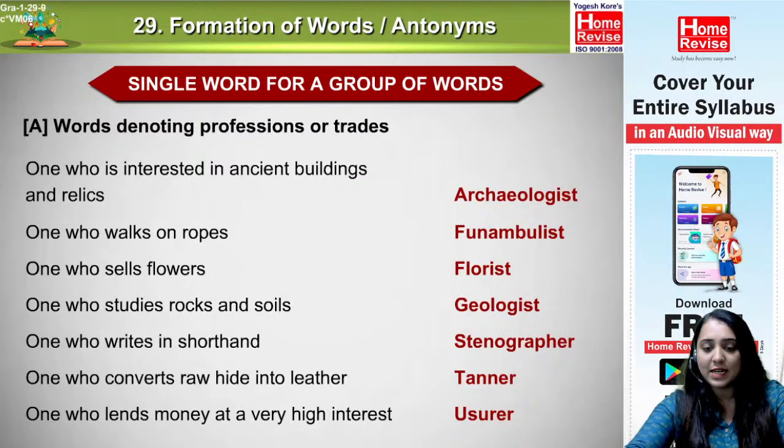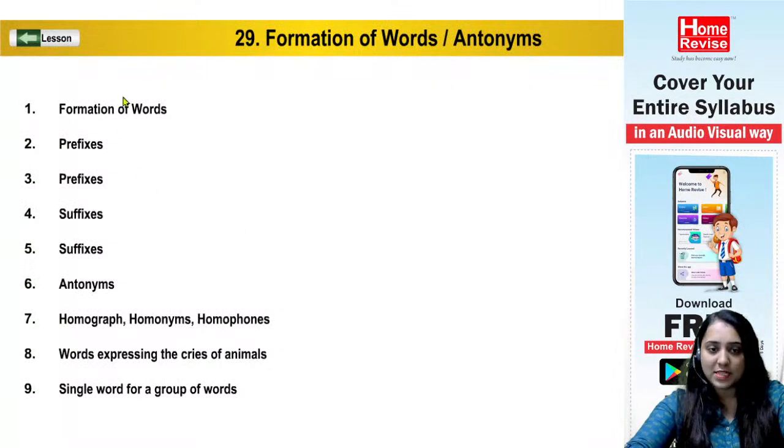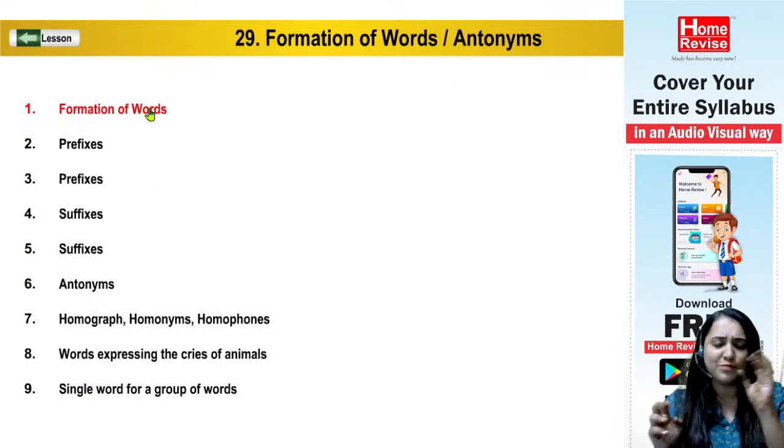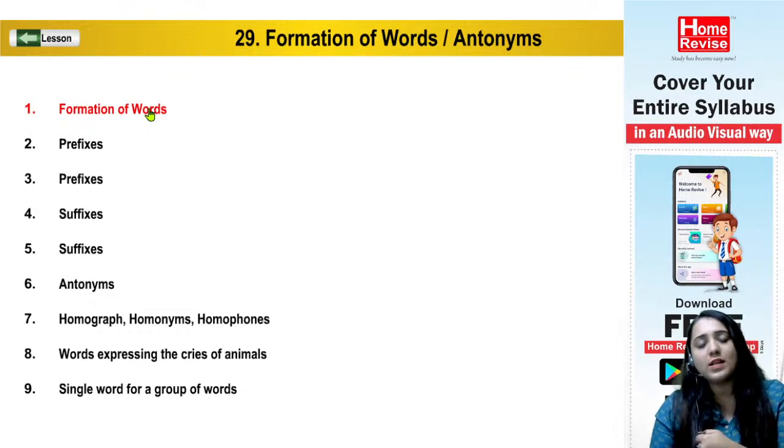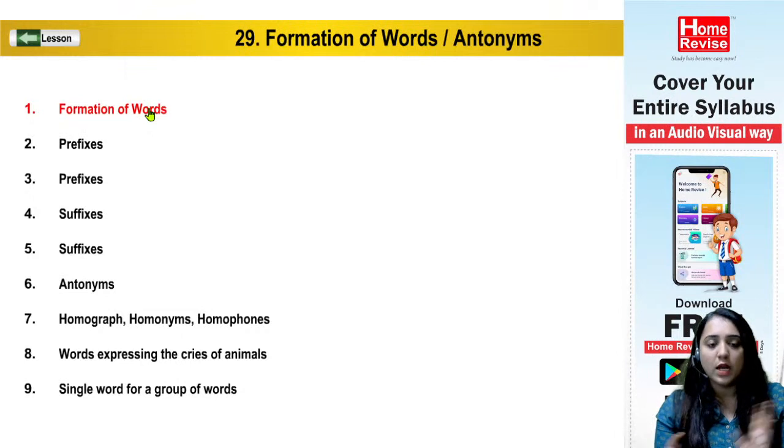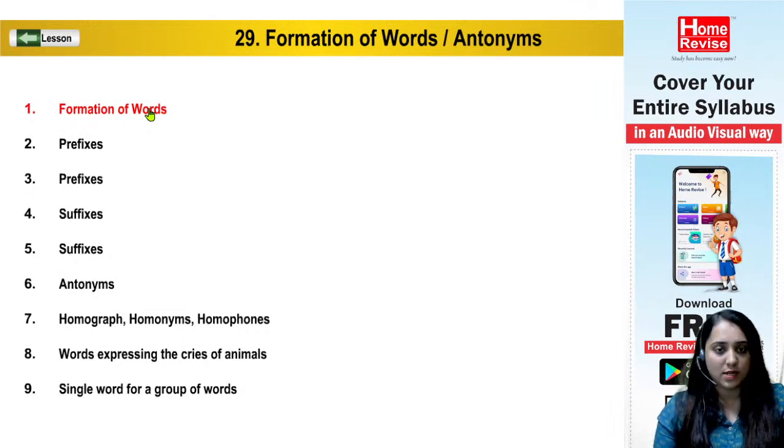Also, we have studied the formation of words. Now, this formation of words can be by totally changing the word, or else you can add a prefix or a suffix to it, or also you can form a new word. Now prefixes we have studied. If you are adding something at the beginning of the word, it is called a prefix. When you are adding something at the end of the word, it is called a suffix.